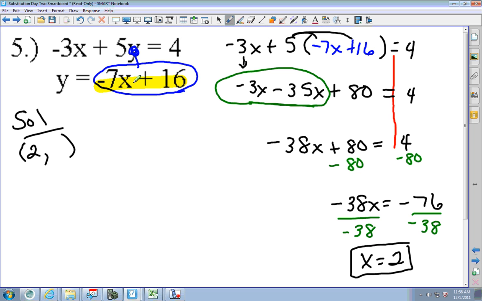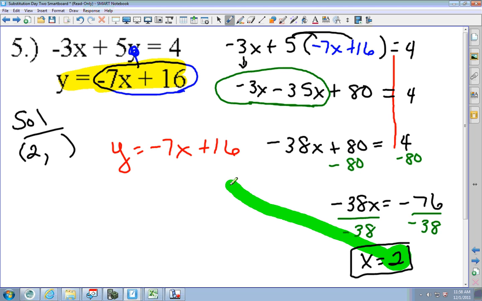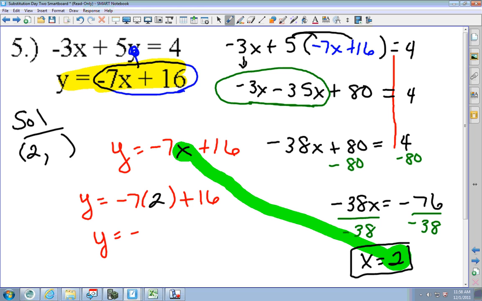Okay, well, I'm going to take this equation right here and rewrite it. So I have y equals negative 7x plus 16. Well, what do I do now? I take this 2 and I'm going to put it right in there for the x. Okay? So I have y equals negative 7 times 2 plus 16. y equals negative 14 plus 16. y equals 2.